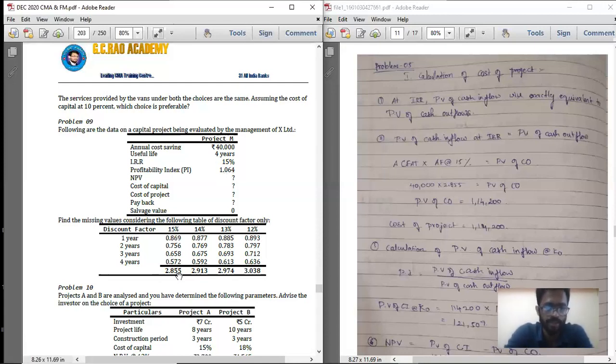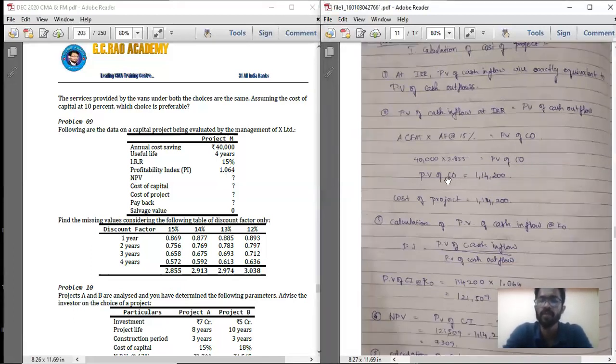What is the annuity factor? They have given 2.855. That is the summation of all 4 years. So 40,000 into 2.855 is equal to present value of cash outflow. If you multiply these both, you will get the present value of cash outflow. So that is the cost of the project. Simple. Whatever is the present value of cash outflow, that is the cost of the project.